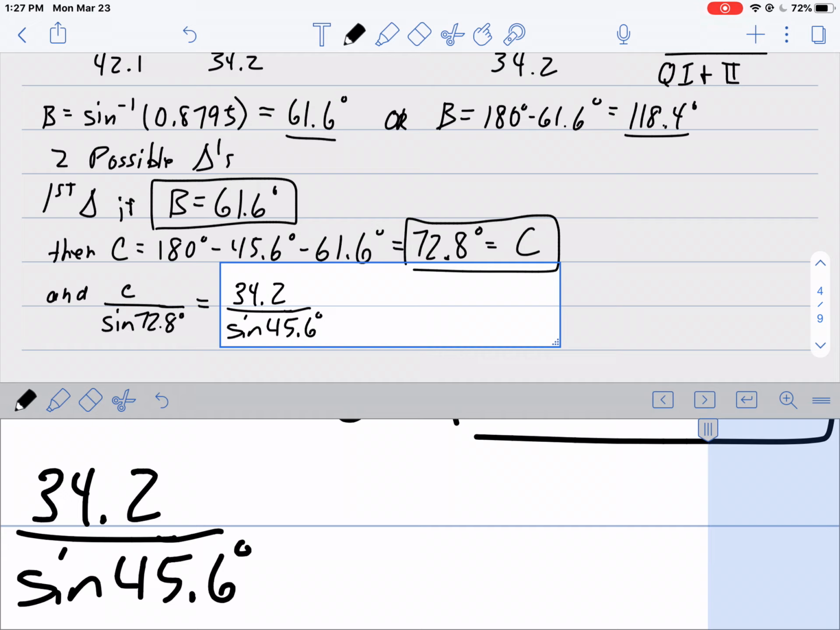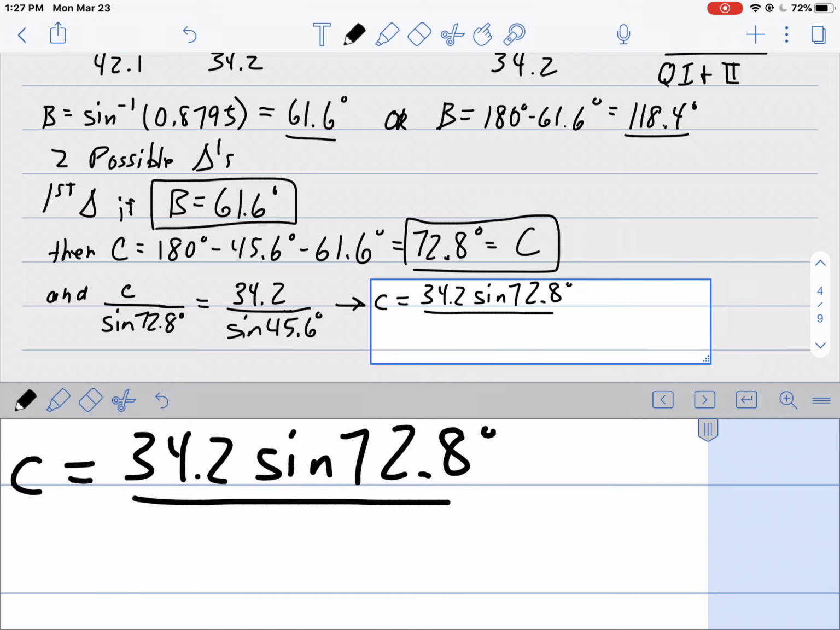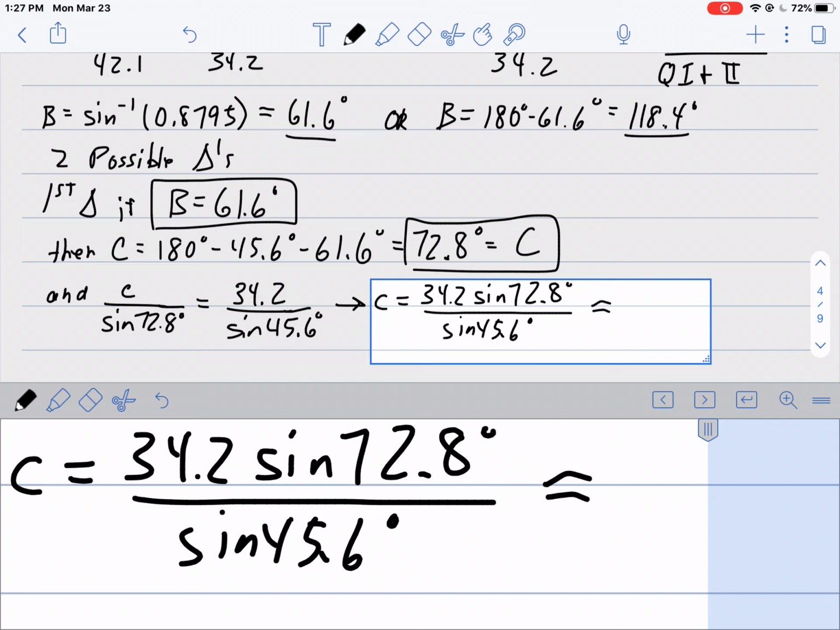Okay. And we'll solve it for C. So that gives me C equal to 34.2 sine of 72.8 degrees over the sine of 45.6 degrees. All right, now that's the length of side C, so I'm just going to go ahead and plug that in, and I get 45.7.